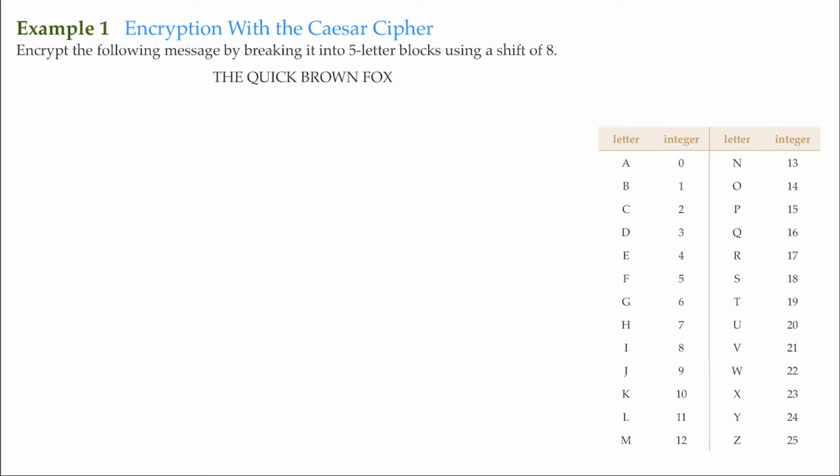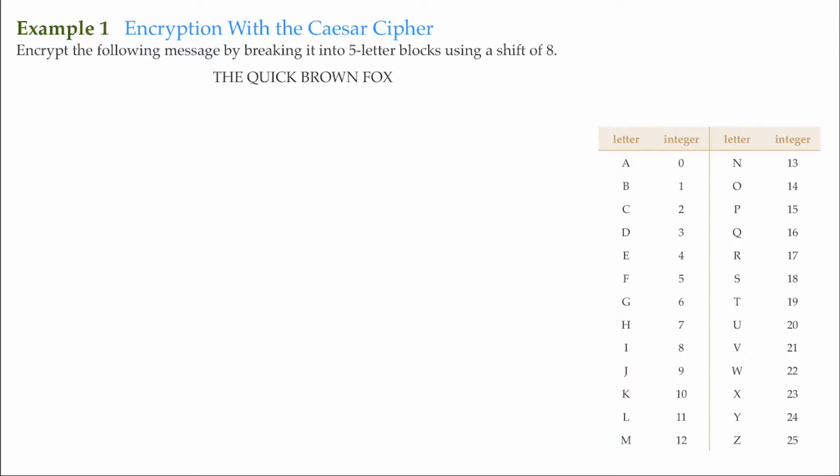In this example, we are introduced to the Caesar cipher. The Caesar cipher is also known as the shift cipher because each letter of a message is shifted a set number of positions down its alphabet. So the first thing we need to do in constructing any type of cipher is to establish a numbering system for the alphabet that's being used.